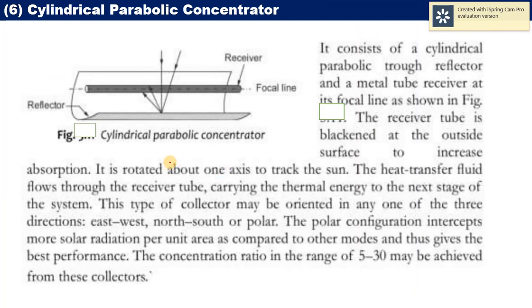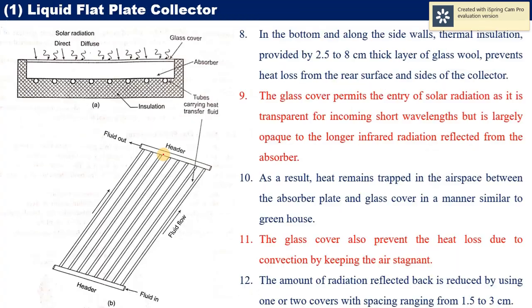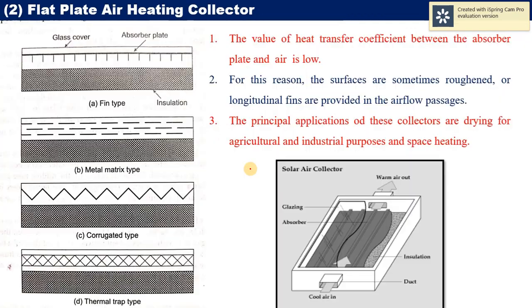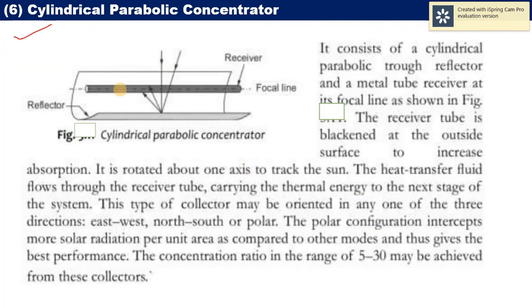Next is the cylindrical parabolic concentrator. We have now entered into the focusing type of solar collectors. Here it is a line focus with one axis tracking. Line focus means the absorber is in the form of a line, and one axis tracking means that it rotates in only one direction.